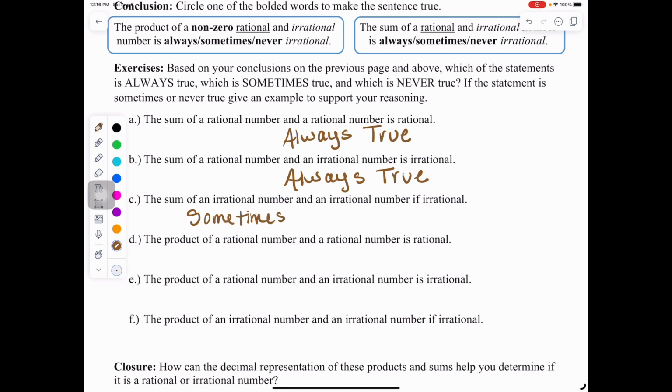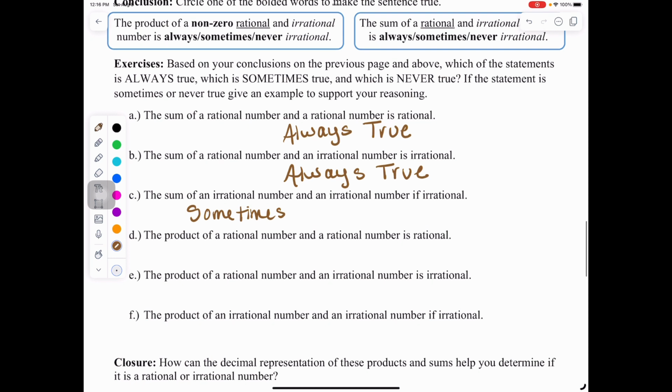And we could use the example from our chart, but just to give you another example, anytime you take an irrational number and its opposite, and you combine them for a sum, you're going to get 0 every time when you add opposites. And 0 is definitely not irrational. Okay, so that's sometimes true.